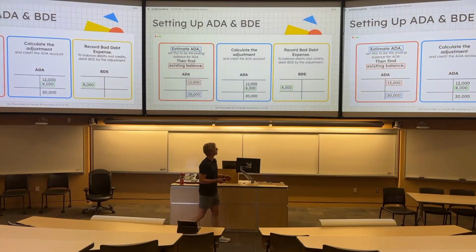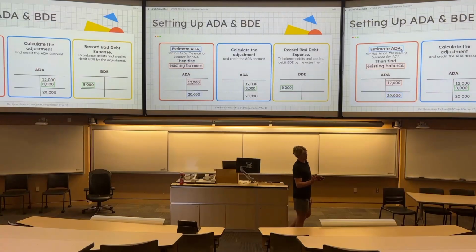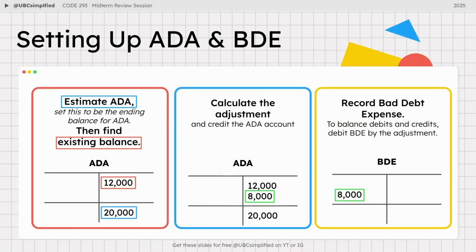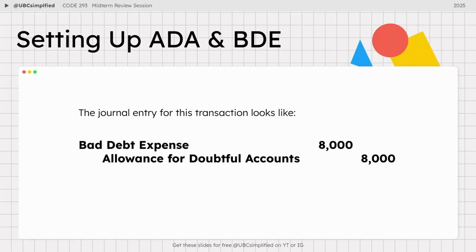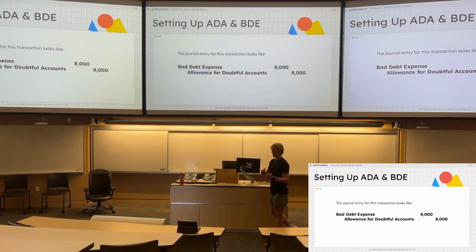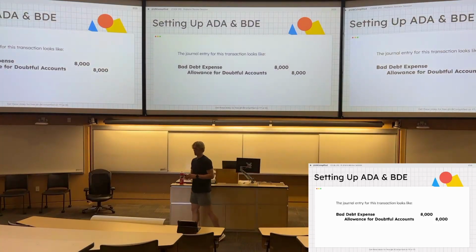So how do you set this up? First you're going to estimate it, which we'll get to, the different estimating methods, and then find the existing balance. So whatever the current existing balance is, you're going to have that, and then you're going to add in what you've estimated. In this case, you think it'll be $8,000, and once you have, okay, this allowance for doubtful accounts is going to be $8,000, you're also going to add that to record it as bad debt expense. So like we said, you're going to debit bad debt expense to increase it, and then credit allowance for doubtful accounts because it's a contra asset, and that's going to balance out.